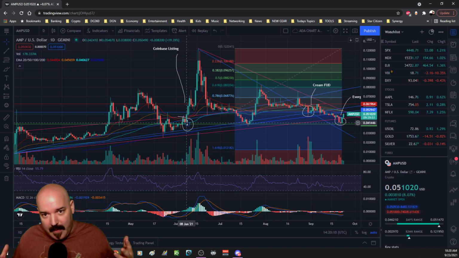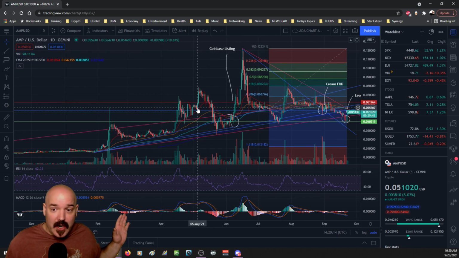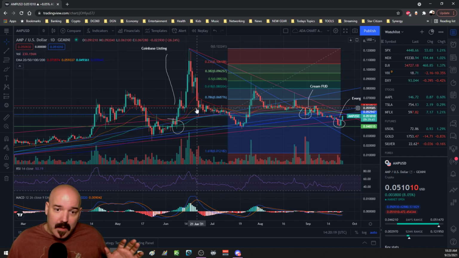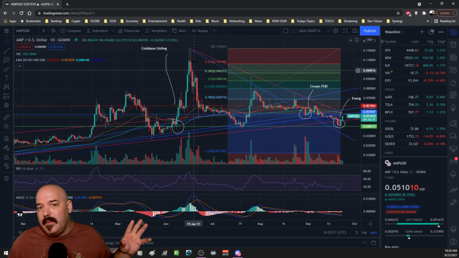talked about. And people look at AMP and they go, I'm not quite sure, it doesn't do anything. But the chart is not a bad chart. It does not look that bad to me. The chart is actually quite healthy. Let's go over this. Okay, so Coinbase listing, boom, through the roof.